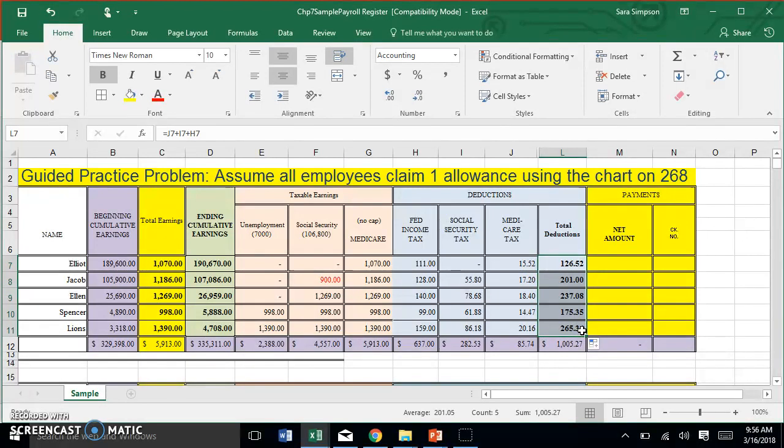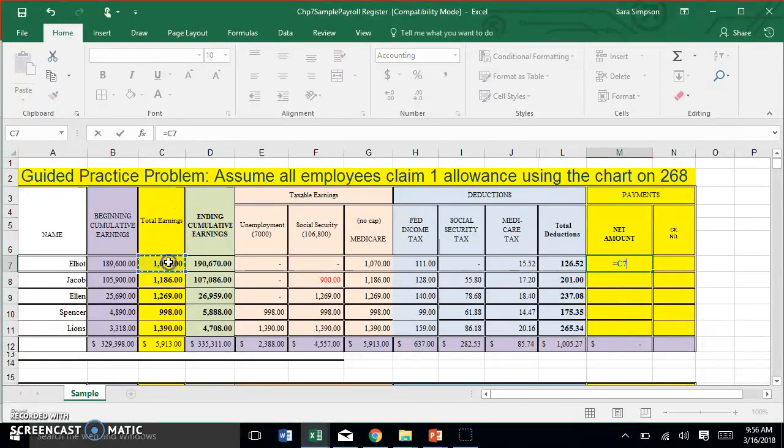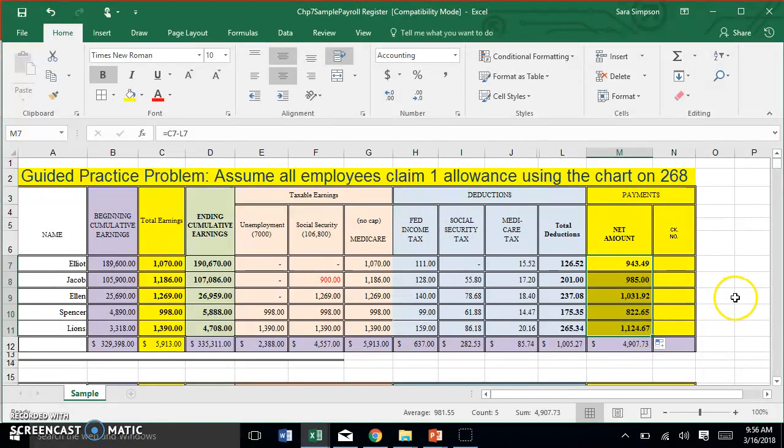And to find net earnings, which is your paycheck amount, you always take gross earnings, which is total before tax, minus total deductions to give you your net income. That is the total paycheck amount. Drag it down. It shows how much everyone makes. So Elliot made $1070, but after deductions, his paycheck will be $943.49.